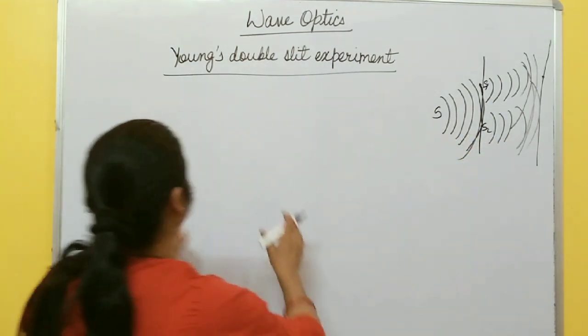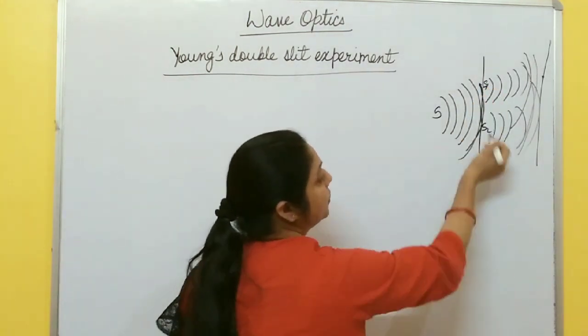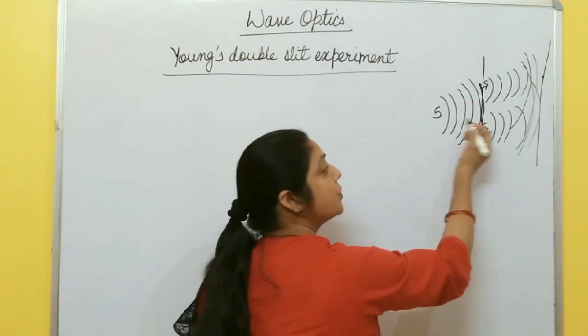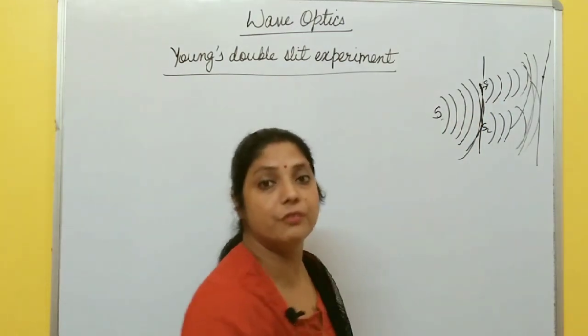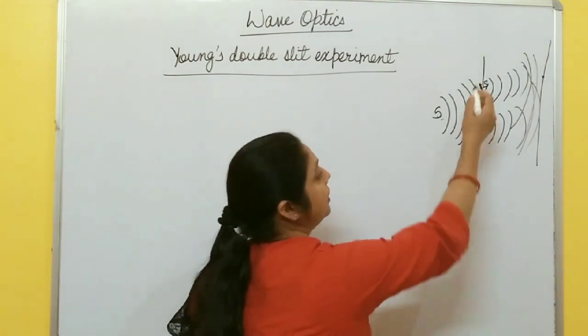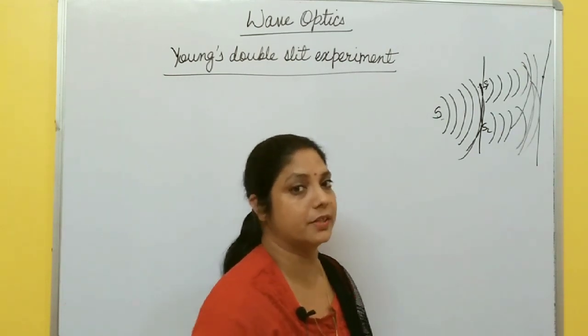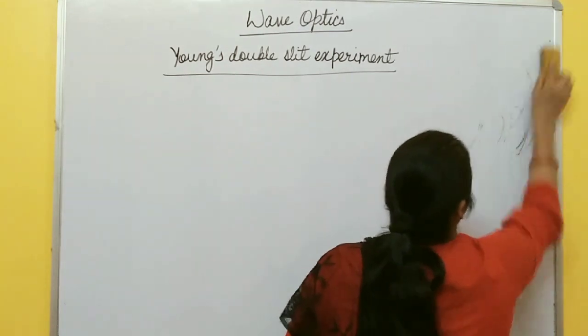I am going to draw a very neat and clean diagram here. Here the two sources are coherent sources. Why? Because these two sources are produced from the same source S by division of wavefront. So these two sources are in a position to produce sustained interference, right? So let us start this Young's double slit experiment.